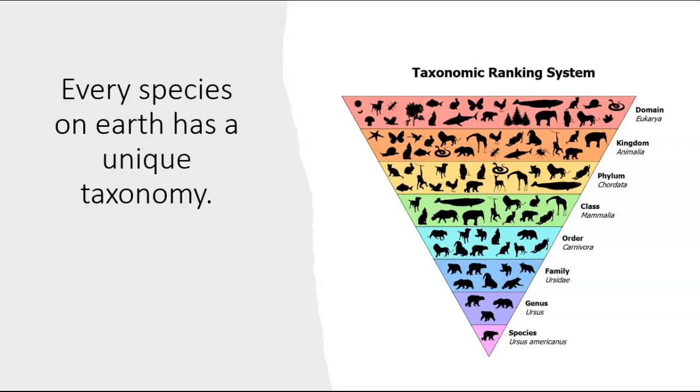Right. So every species on Earth has a unique taxonomy. So we can divide it from domain to kingdom, phylum, class, order, family, genus, all the way to the species. And every described organism has a ranking in taxonomy. Okay, so we're going to look at two organisms.